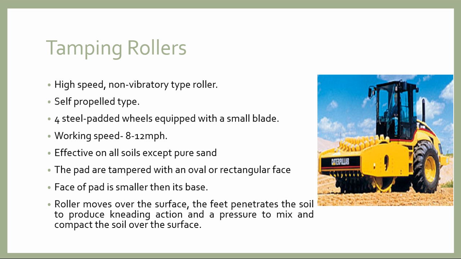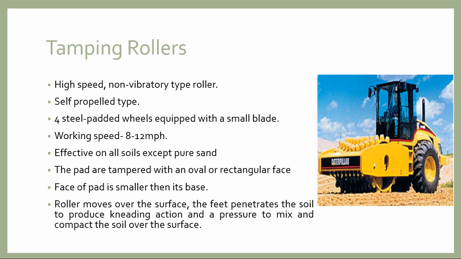Its working speed is about 8 to 12 miles per hour, and it is effective on all soil except pure sand. The pads are tempered, with an oval or rectangular face, and the face of the pad is smaller than its base. So as the roller moves over the surface, the feet penetrate the soil to produce a kneading action and mix and compact the soil over the surface.